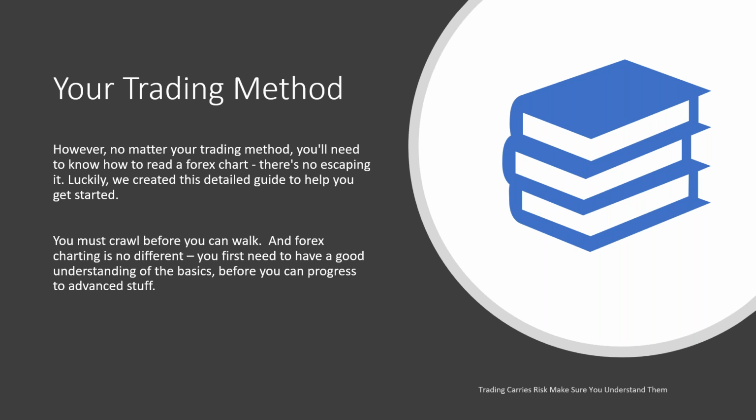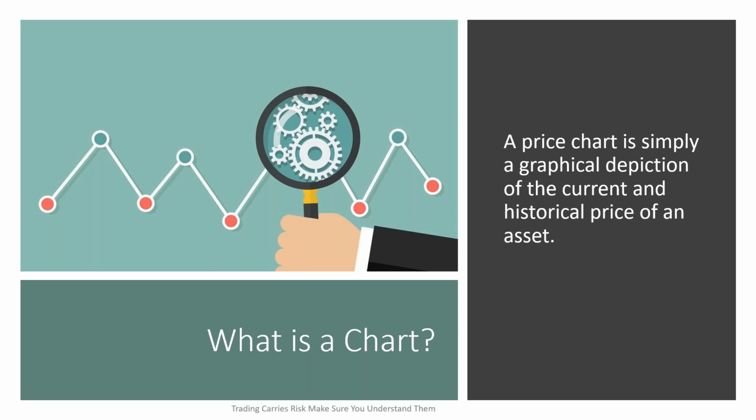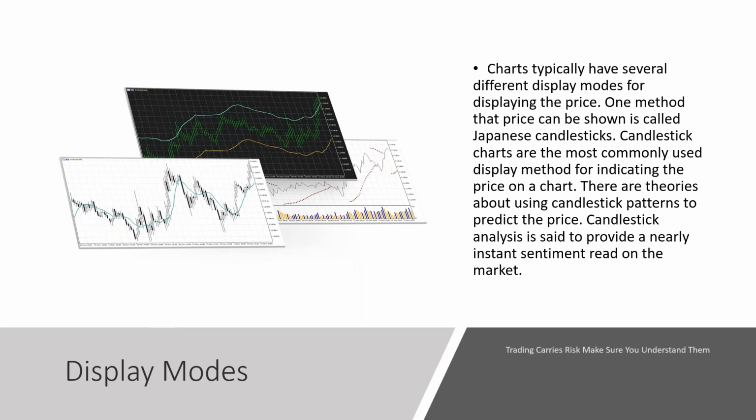Now, you must crawl before you can walk, and financial charting is no different. You need to first have a good understanding of the basics before you can progress on to the more advanced stuff. Now, a price chart is simply a graphical depiction of the current and the historical price of an asset. And the prices on charts don't vary from chart to chart, person to person. These are fixed prices in the universe.